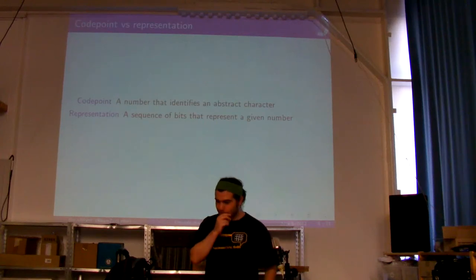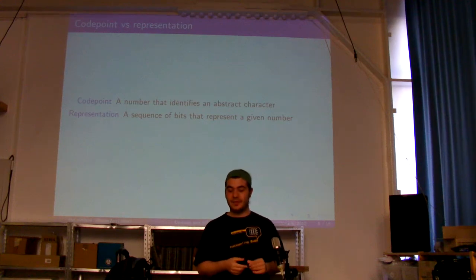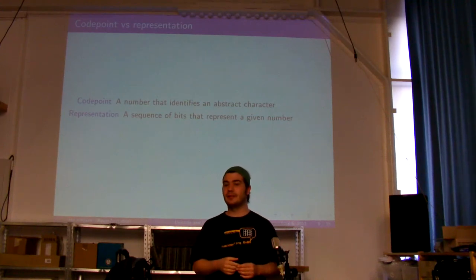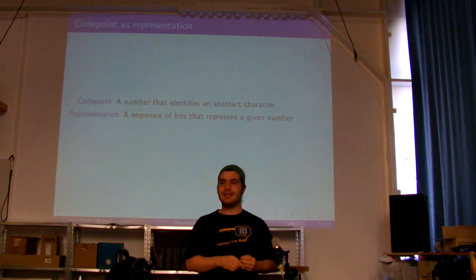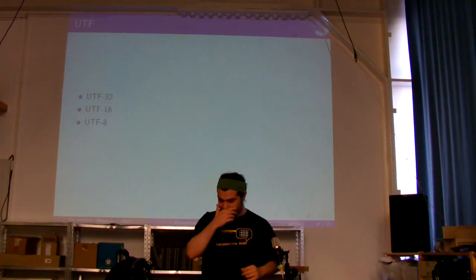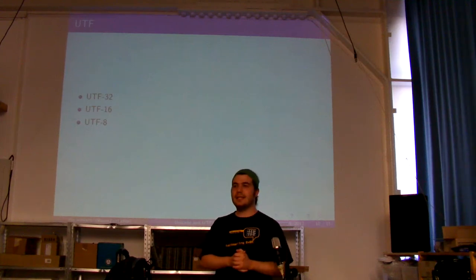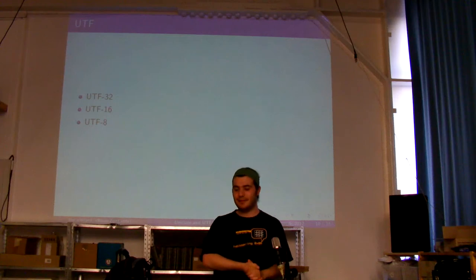So we have abstract characters and we have numbers. The code point is the abstract number that identifies the abstract character. The representation is how we represent this abstract number. So it's not straightforward. That's why we have all these funny things. So the base case is, okay, we have this number. We put, I don't know, 32 bits, and we put the number inside. That's it. That's UTF-32.